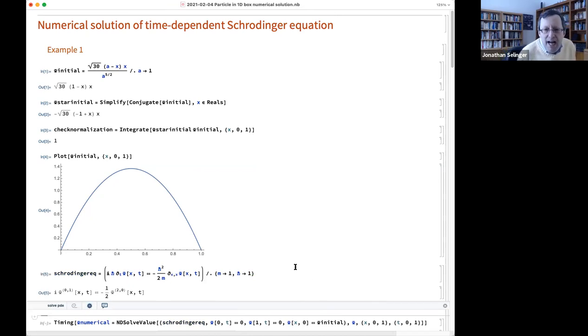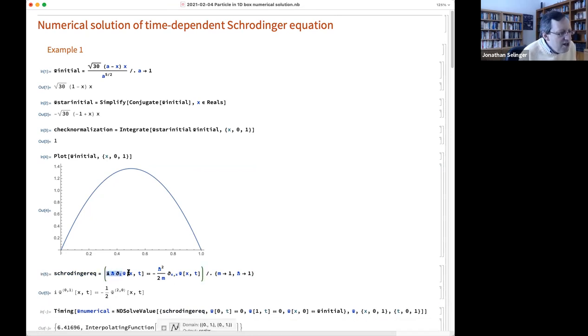This is the Mathematica notation for Schrodinger's equation. So here on the left side, you see i h bar times the derivative with respect to time of psi of x and t. And on the right side, you see negative h bar squared over 2m times the second derivative with respect to x of psi of x and t.